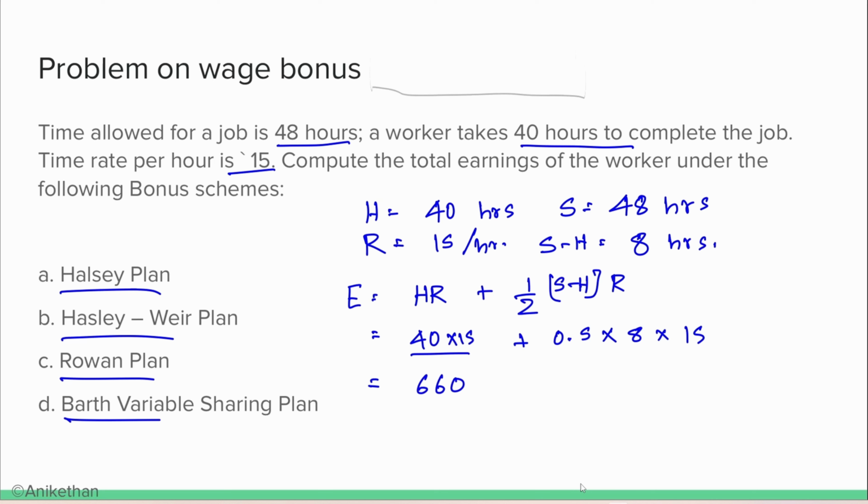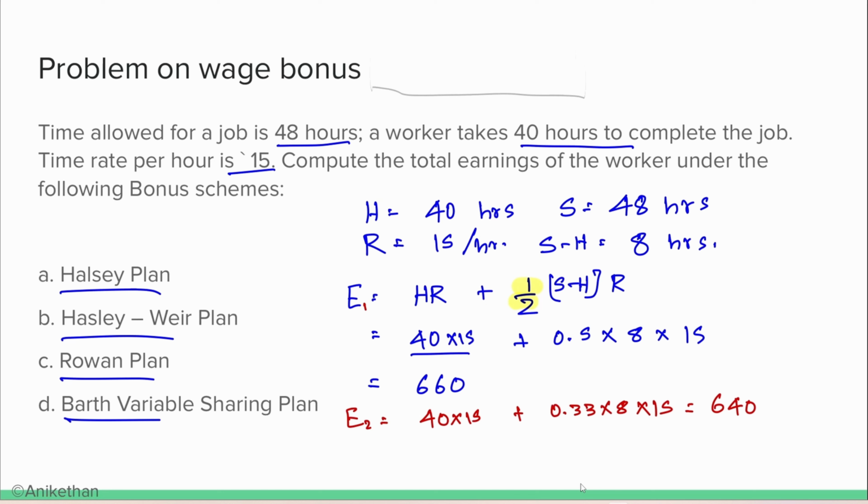Now, similarly for Halsey-Barth plan, the same equation, instead of 1 by 2, you replace it with 1 by 3. So if you replace it with 1 by 3, your equation looks like 40 into 15 plus 0.33 into 8 into 15. So this will be 640.